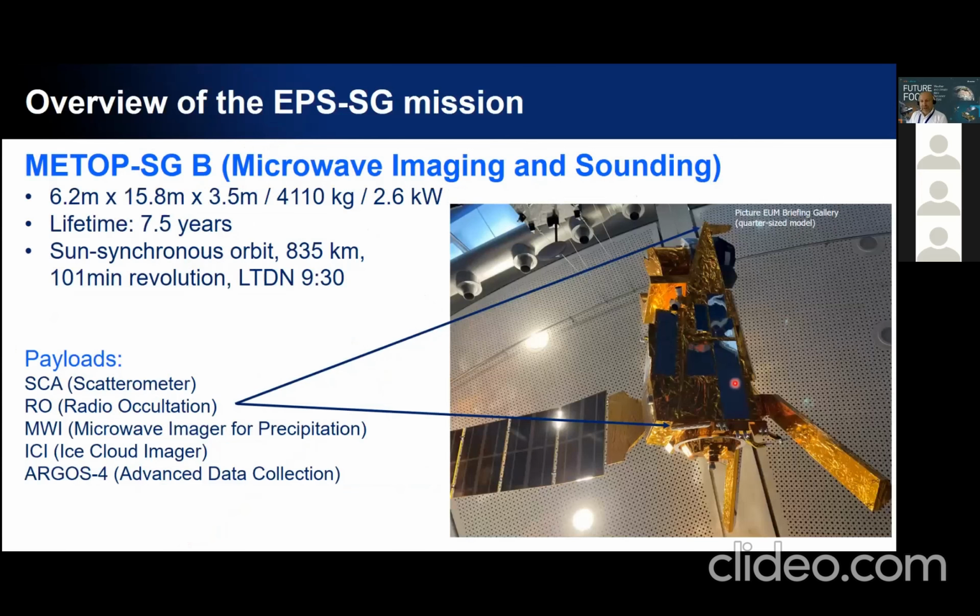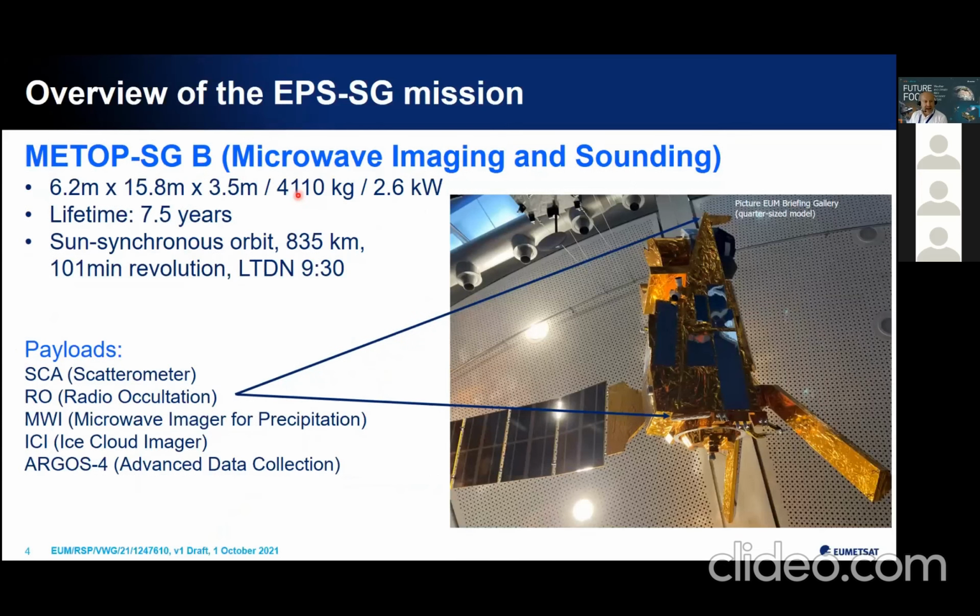The second satellite of each pair, MetOp Second Generation B, hosts on board microwave imaging and sounding instruments. Again, it is even bigger than the first one. The lifetime is the same, and it will share the same orbit as MetOp Second Generation A. The payloads are the scatterometer. You can see here the big antennas of the scatterometer.